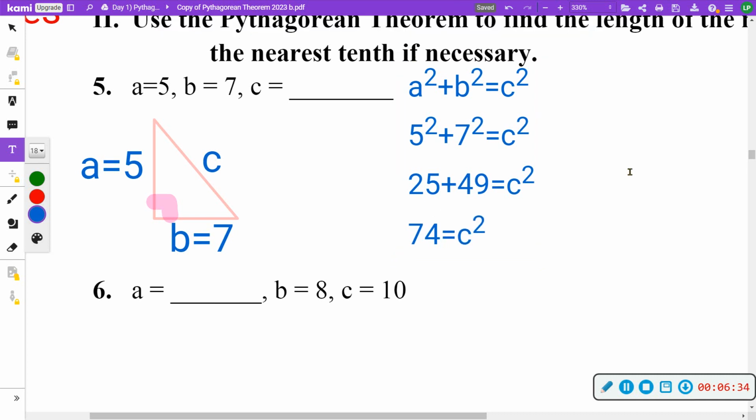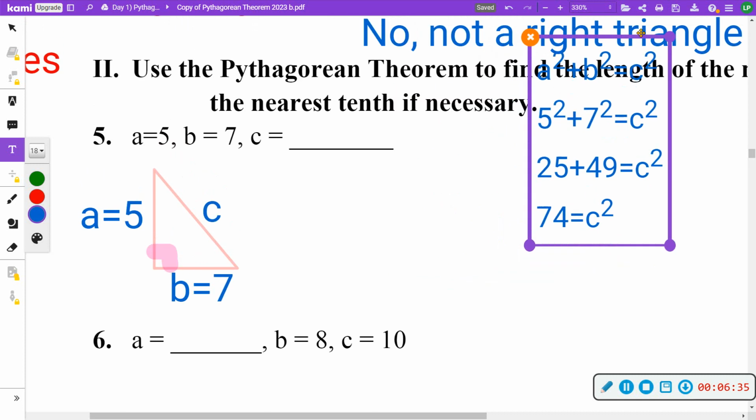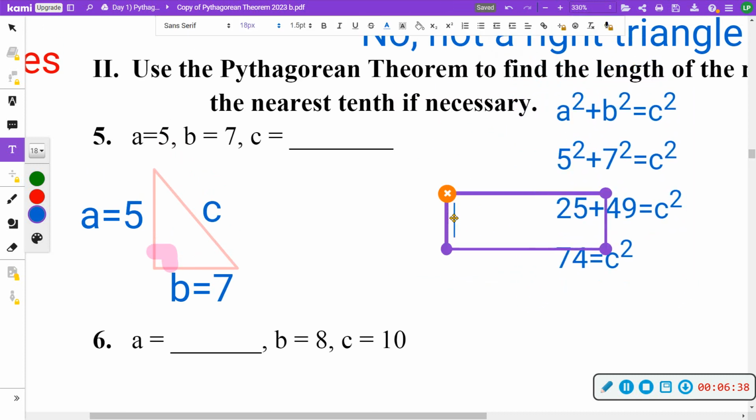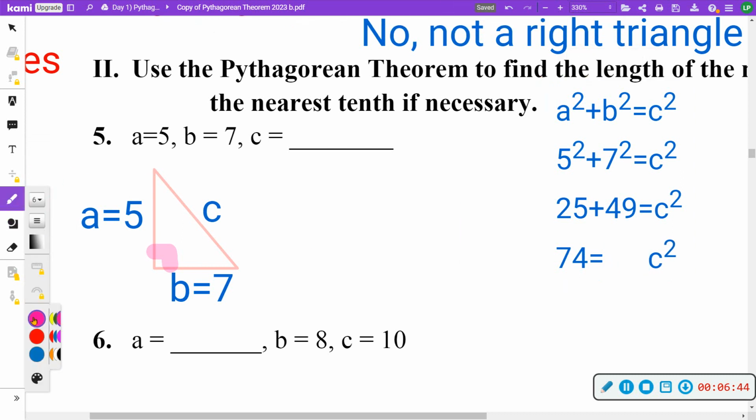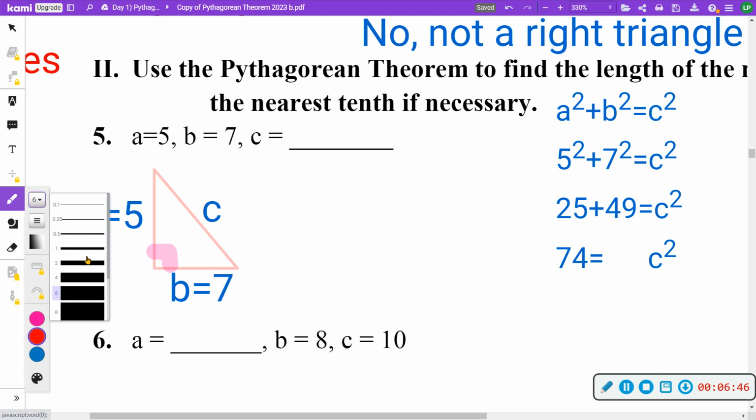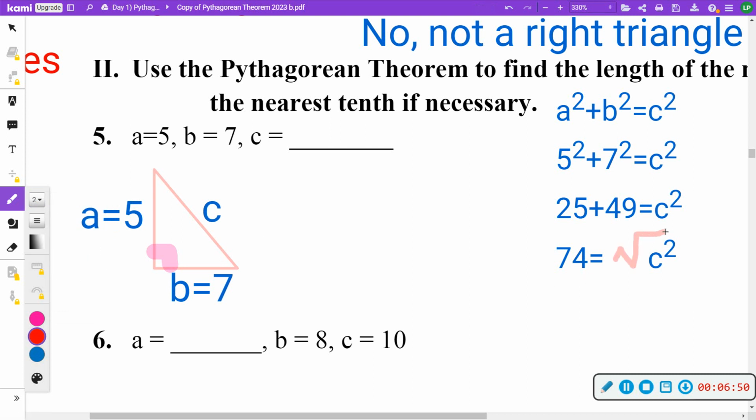Now here's probably where kids are possibly going to get confused, because in order to solve this, to undo a square in math, we take the square root. So we're going to actually take the square root of C squared and the square root of 74. And the reason why we do that is because the square root and the square cancel. They are what we call inverses.